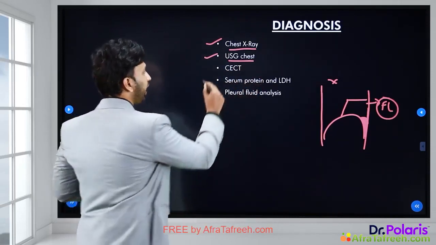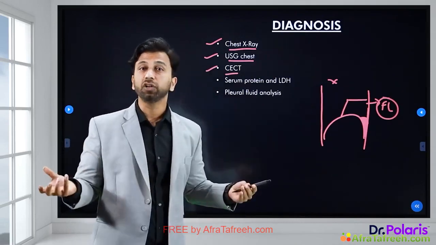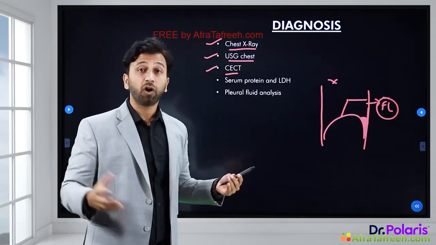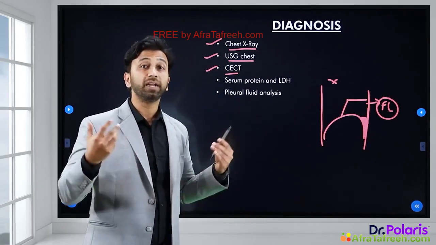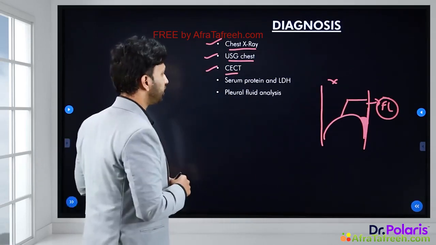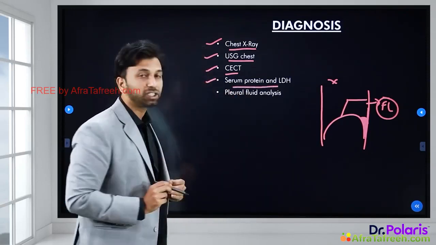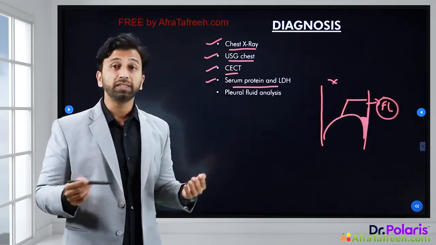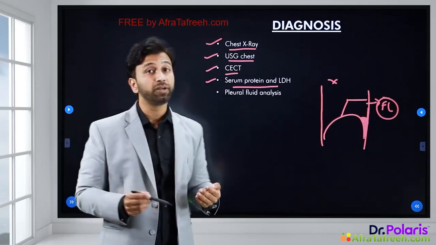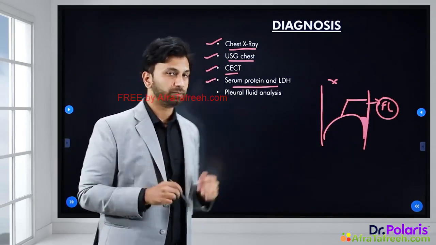And contrast enhanced CT can be done to find out the exact etiology of pleural effusion, whether it is a heart failure effusion, whether it is an exudative cause, or whether it is arising out of a malignancy. Apart from that, you need to get a serum protein and LDH along with a pleural fluid analysis to find out the exact etiology, whether the pleural fluid is of exudative origin or transudative origin.